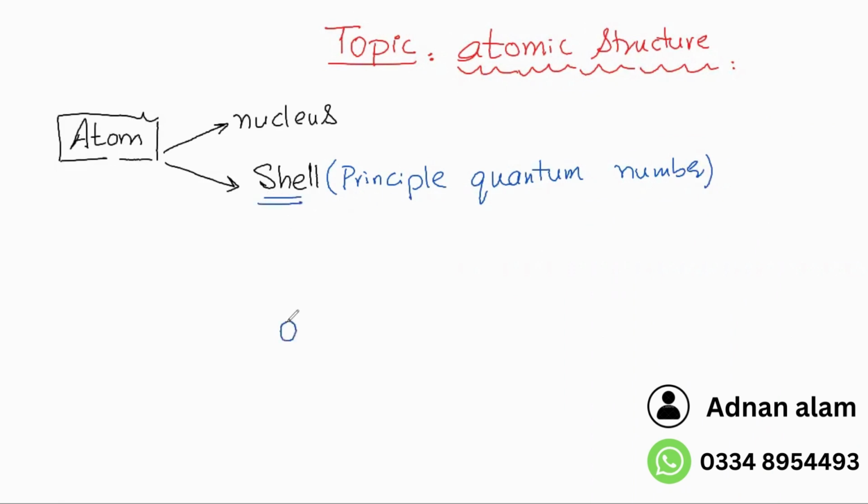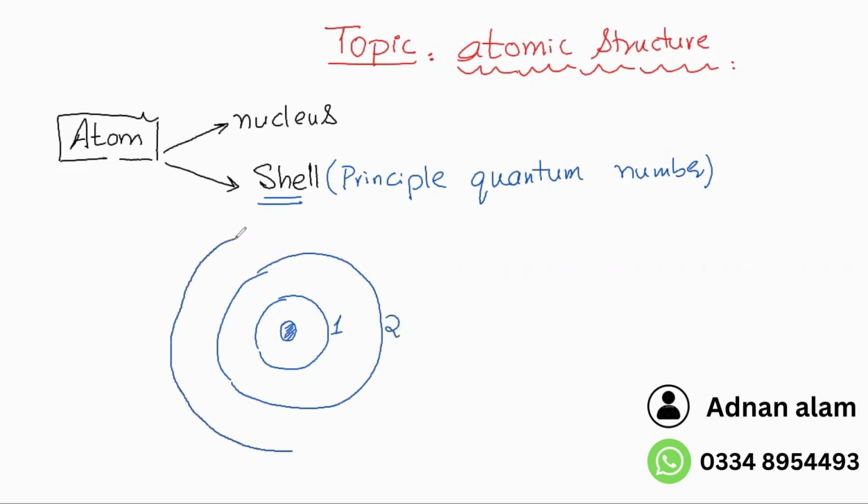For example, in an atom, suppose this is the nucleus, and this is the first shell. The first shell will be named as principal quantum number 1, right? And this is the second shell. The second shell will be named as principal quantum number 2. This one is the third shell. So the third shell will be named as principal quantum number 3, and so on.